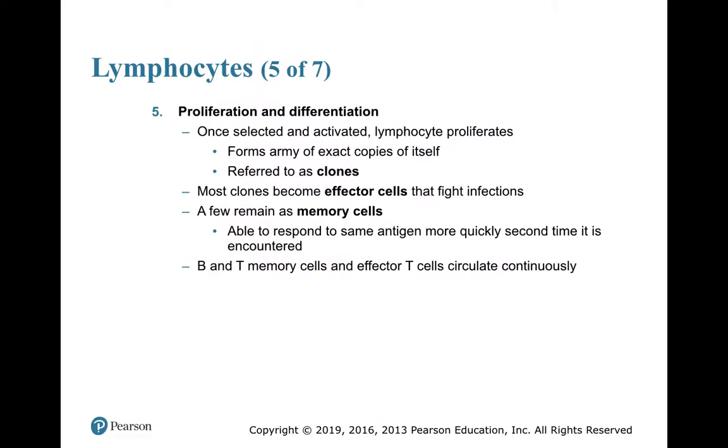And then that active cell will proliferate, make an army of exact copies of itself, which we still call clones. Most of those clones are going to become effector cells that produce whatever is needed to fight that particular infection. But a few of them are going to remain as memory cells, and those memory cells are going to be able to respond to that same antigenic determinant, that same antigen, more quickly the second time it's encountered. B and T memory cells and effector T cells are constantly circulating.